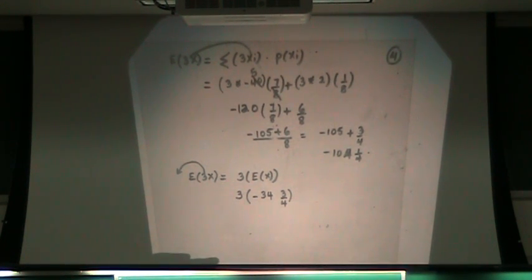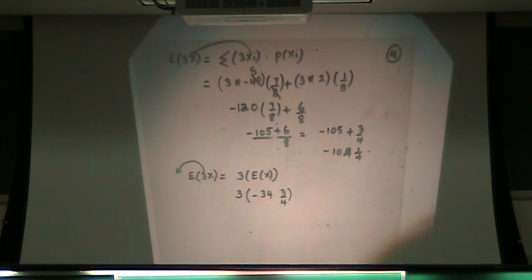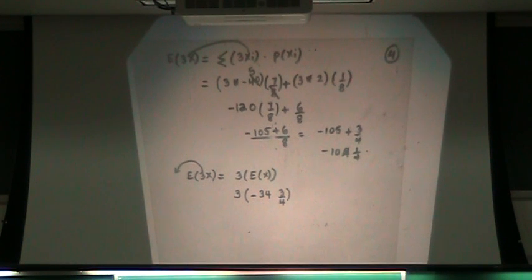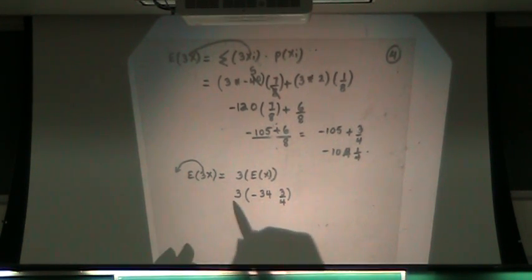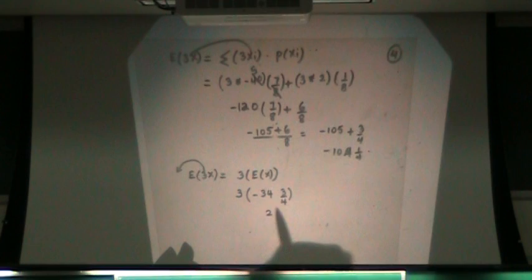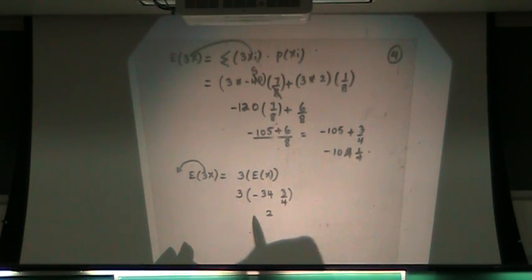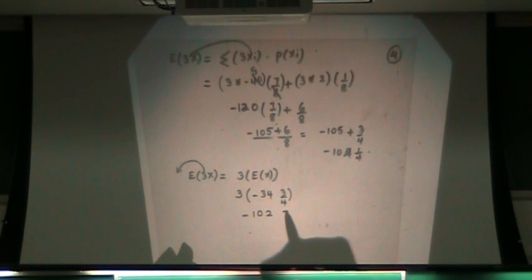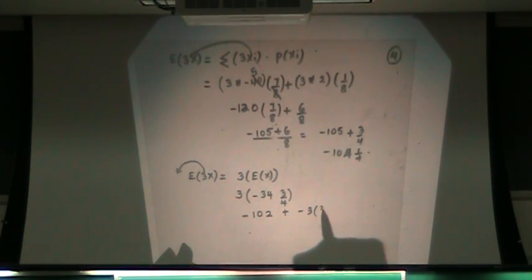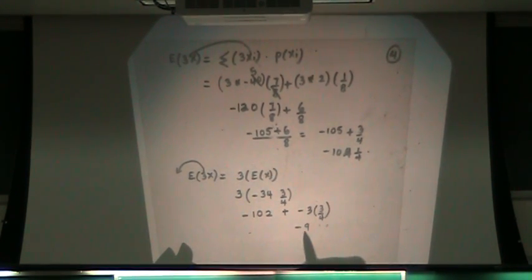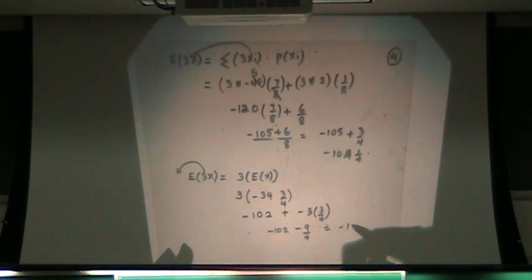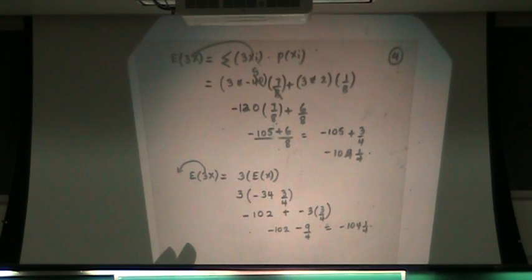Do you get the same answer? Let's see, 3 4s are 12, carry 1, 3 3s are 9, and 1 is 10, minus 102, plus minus 3 times 3/4. So minus 9/4, minus 102. Same answer, minus 104 1/4.